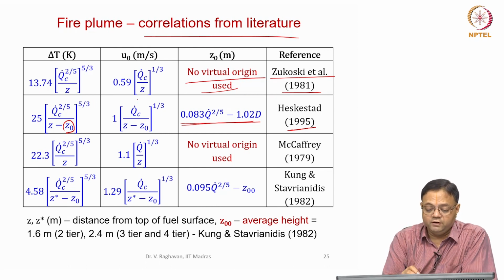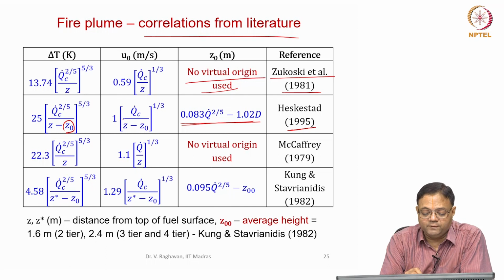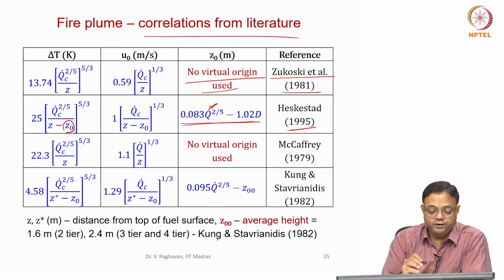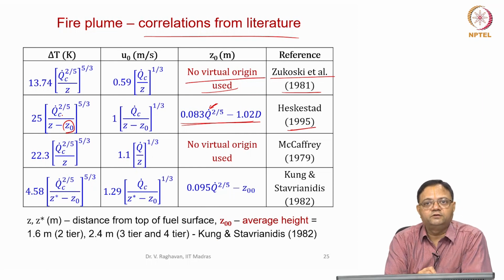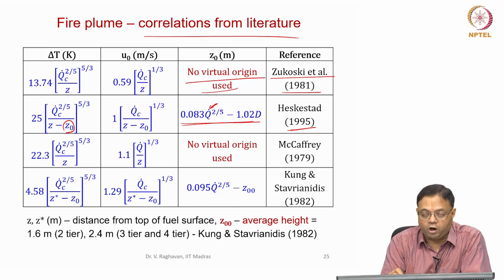That is the equation. Similarly, U, you can see that it is Q dot C power 1 by 3, very simple correlations, into Z minus Z naught power minus 1 by 3, where the Z naught itself can be calculated as the total heat release in kilowatt. Okay. So you have to differentiate here. Q dot C can be 60 to 80% of the heat release rate, which is Q dot, the total heat release rate.